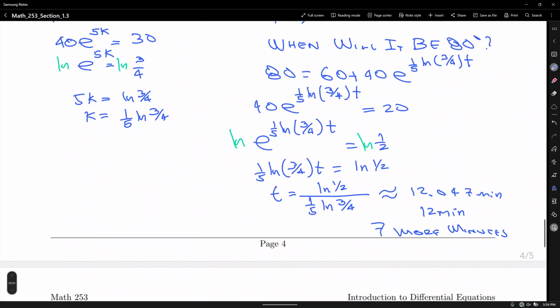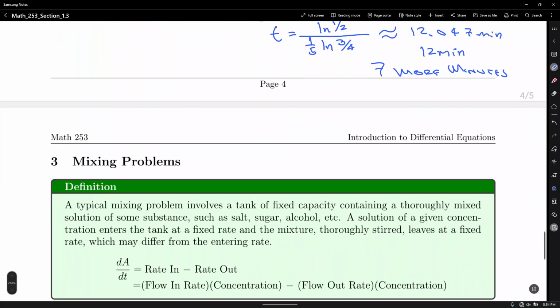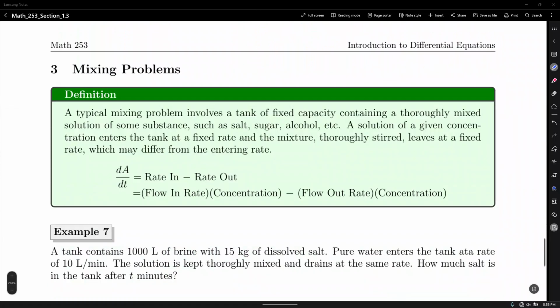What else do we have? Oh, yes, the next problem, I believe it's the mixing problem. Okay, so mixing problems. A very classical application in differential equations is when we're mixing solutions where we have a solute of different concentration.